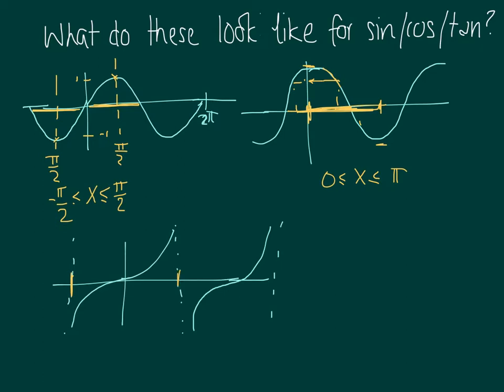The key here is that we don't include pi over 2 and minus pi over 2, because the function isn't defined on those two values. So we're actually going to go between pi over 2 but not equal to it. Oh, that should be an x. That's annoying. So x is going to run between pi over 2 and minus pi over 2, but it's not going to include those two values.